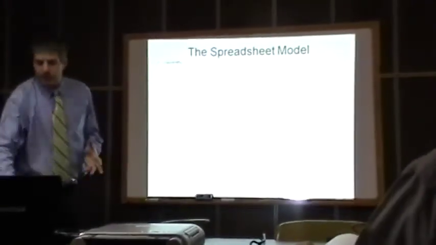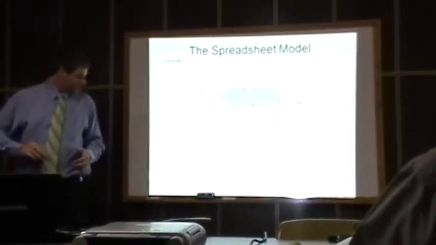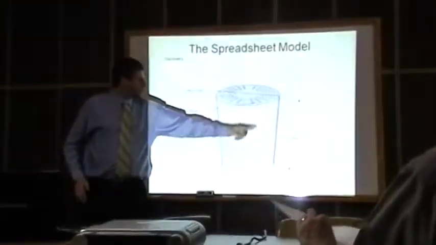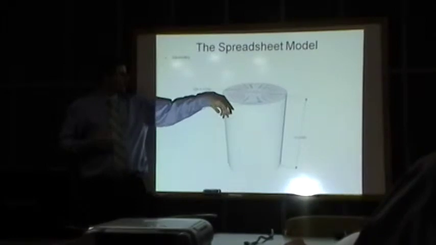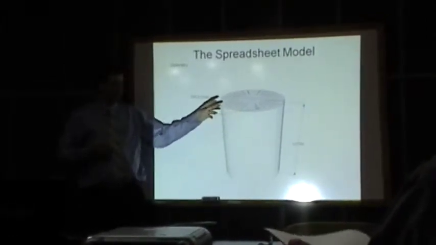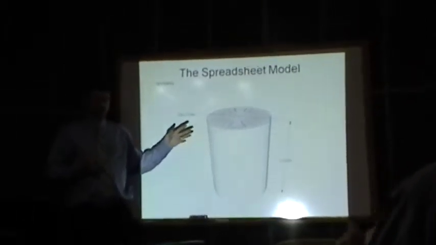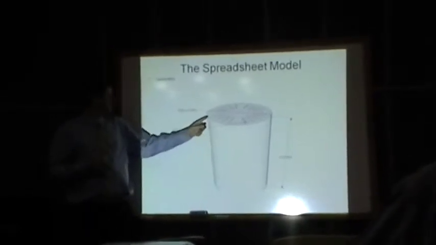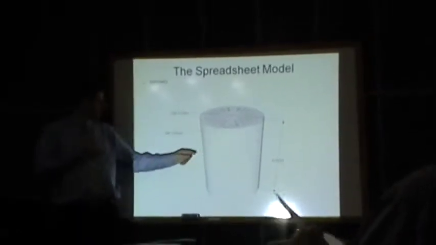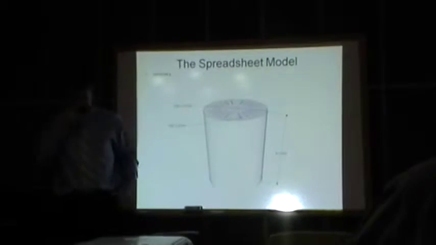So for the spreadsheet model, this was the basic geometry. You have a 15 centimeter tall block of beryllium shaped into a cylinder. Its diameter is 12 centimeters, and each of these holes is 2 millimeters in diameter.